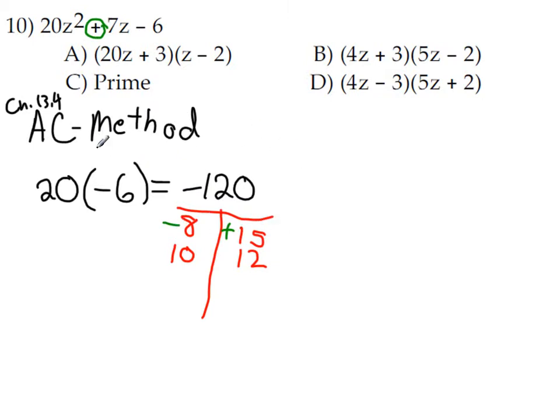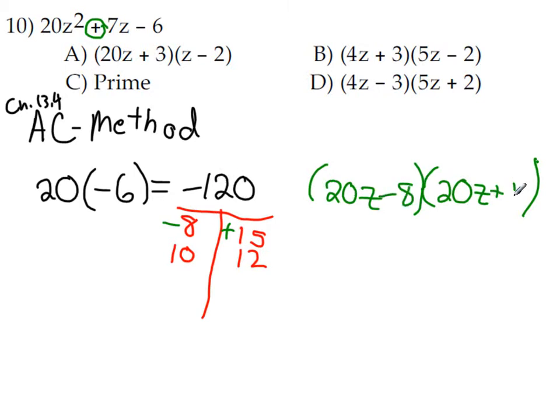Now, AC method. This is not the same as before. So we're going to do the quick and dirty way, in which we're going to list out our A term twice. Now, you and I both know that this is technically not correct, because 20z times 20z is 400z squared, which isn't 20z squared. So we already know it's not correct, but we will undo this extra multiplication we have going on, okay? So let's fill in our factors. We have minus 8 and plus 15. Now, negative 8 times 15 is negative 120, not negative 6. So we have to fix this.